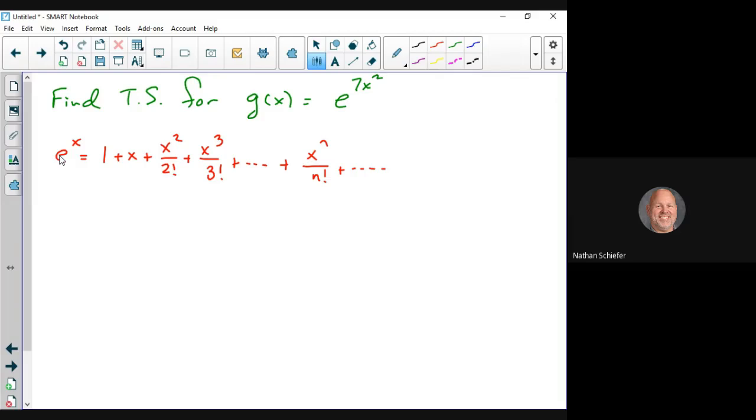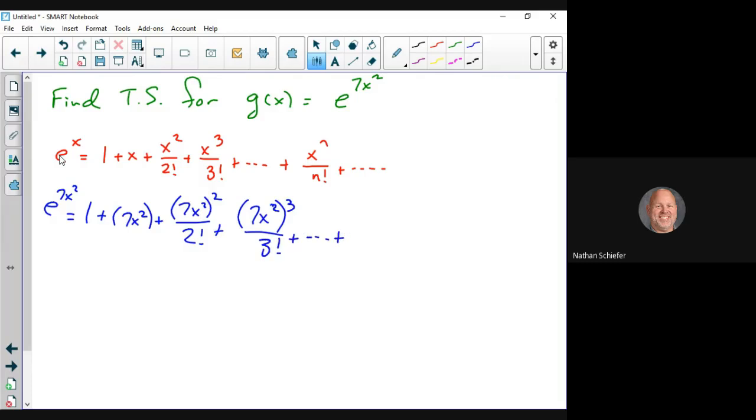Okay, what did you do with this e to the x that you already know about? Put a 7x squared in place of the x. So e to the 7x squared is going to equal 1 plus 7x squared plus 7x squared squared over 2 factorial plus 7x squared cubed over 3 factorial plus dot, dot, dot, 7x squared to the n over n factorial. That'd be a great answer.